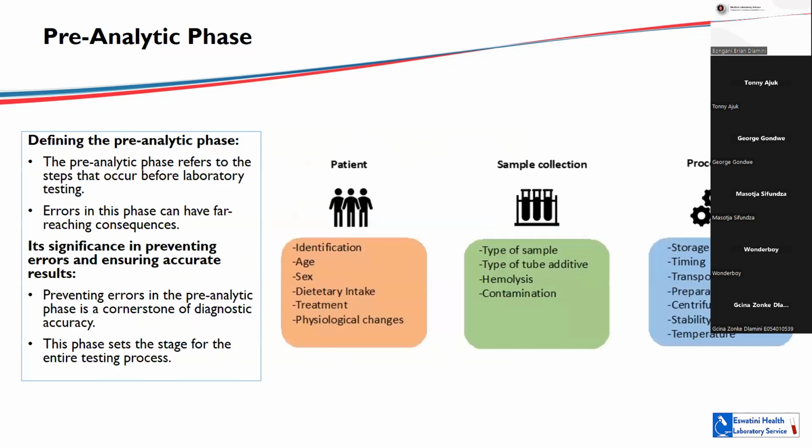Mainly we use blood most of the time, but we are aware that we could have quite a number of samples, ranging from urine, stool, sputum, the blood. So we need to make sure that we follow the SOPs for each sample collection. We have to know the types of tubes we use and try by all means to avoid or minimize errors that can render the samples rejected, like hemolysis and contamination.